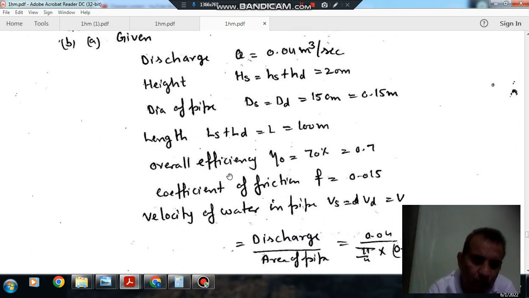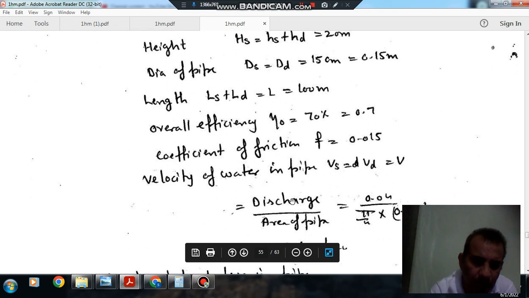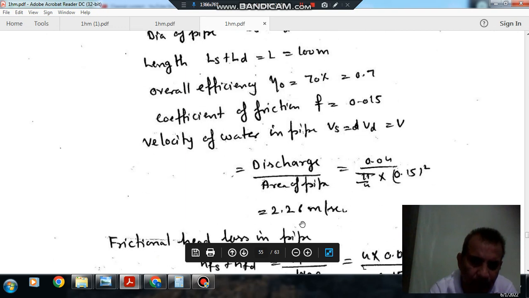Overall efficiency is 70% or 0.7, and coefficient of friction is 0.015. So velocity of water in the pipe is V. Because diameter is same and discharge is same, velocity will also be same in both the pipes. So V will be equal to discharge by area of pipe. Discharge is 0.04 and area of pipe is pi by 4 into 0.15 square. So that is 2.26 meter per second.